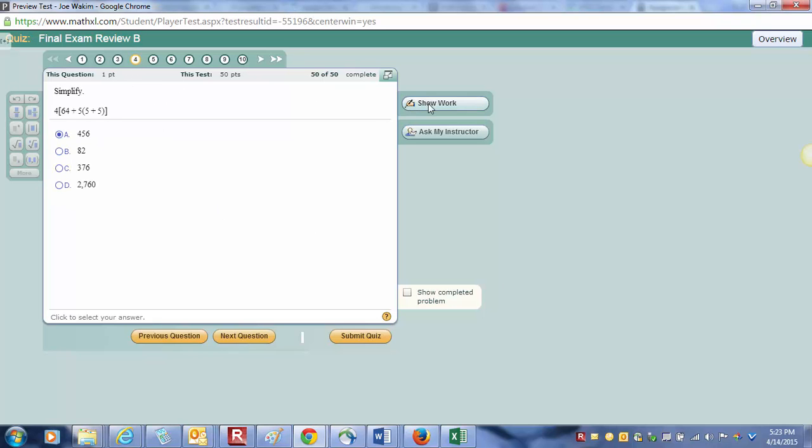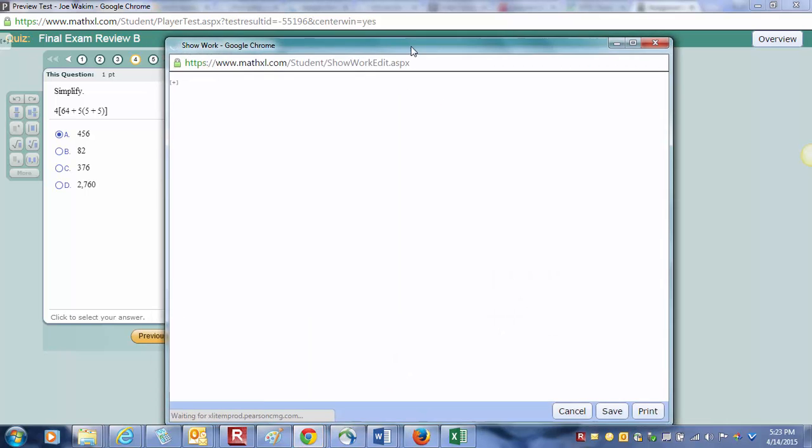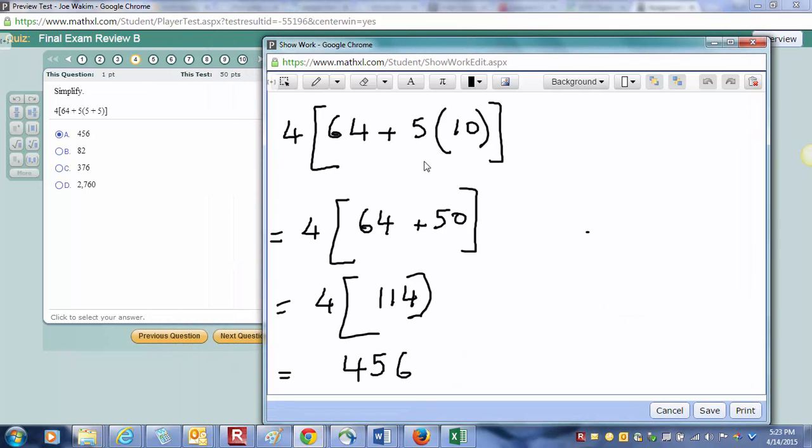On number 4, this is an order of operations. And you notice what I did first, the parentheses. I added 5 plus 5, I got 10. My next step, I work inside the brackets, multiplication, addition. I multiply first, 5 times 10, 50. And then again inside the bracket, I add 50 plus 64, that would give me 114. And finally, I multiply by 4, and I get 456.